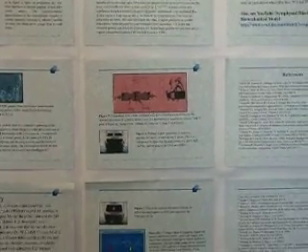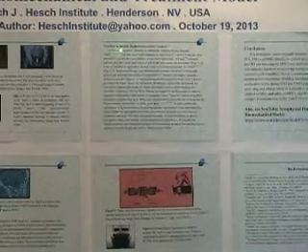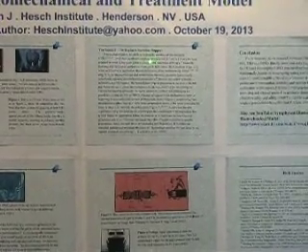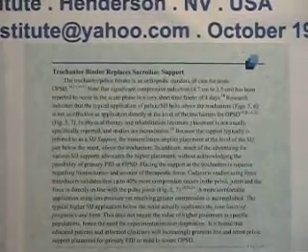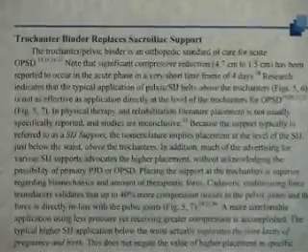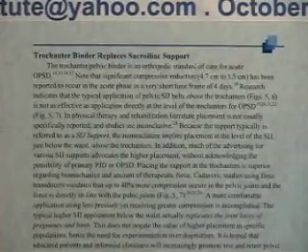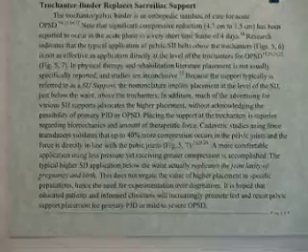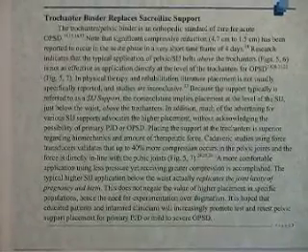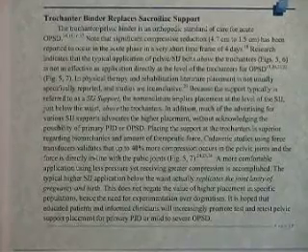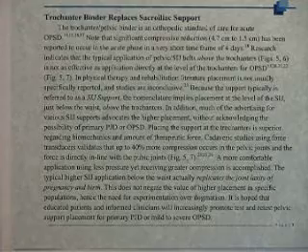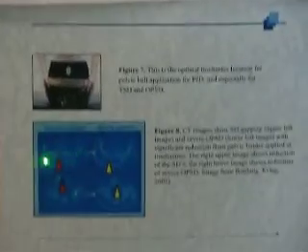So we're going to talk now about the trochanter binder replacing a sacroiliac joint belt, and this is based on very good orthopedic research. The trochanter pelvic belt is an orthopedic standard of care for acute obstetric pubic symphyseal diastasis. Note that significant compressive reduction has been reported to occur in the acute phase in a very short period of 4 days.